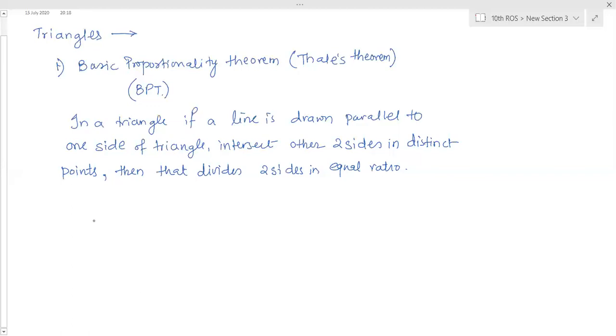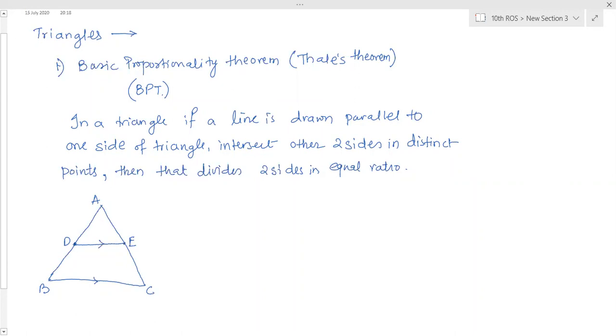So this means, if this is a triangle ABC, a line is drawn parallel to one side of the triangle, so parallel to BC. This line intersects AB and AC in two distinct points. Suppose we take D and E, these are the two distinct points, and this line is parallel to the third side. Then this line divides the two sides.